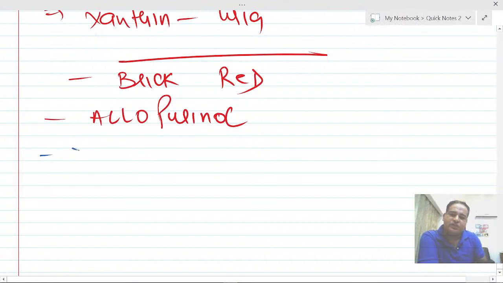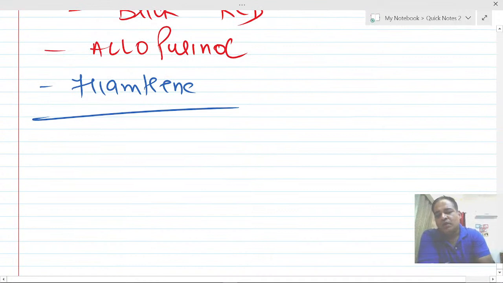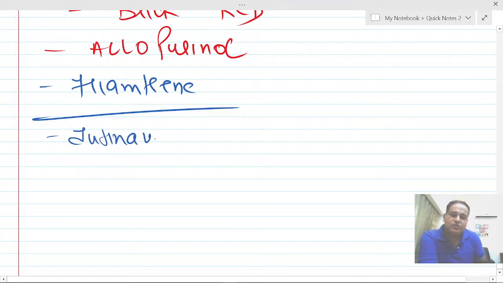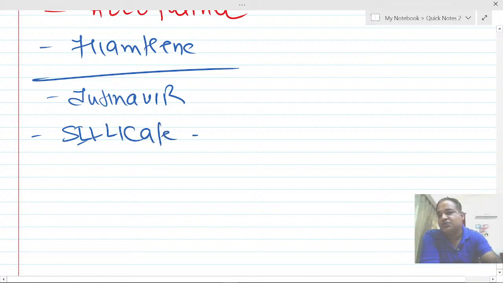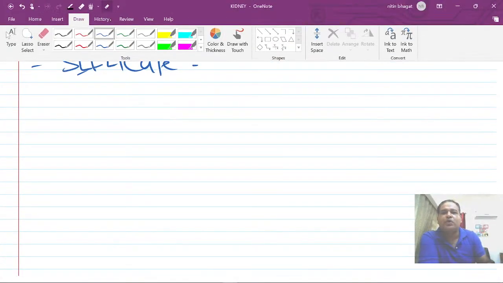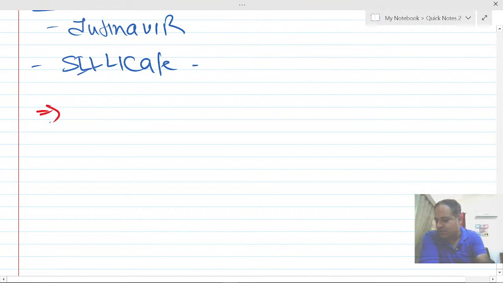Fine. Triamterene stones, you might be wondering where this came from. So this is the stone which in your exam you will read forms with the use of potassium sparing diuretics. Fine. Then the indinavir stone. It is a protease inhibitor drug, an antiviral drug. Fine. Also, you can experience in your patient silicate stones. So these are the stones which form due to long-term use of antacid.